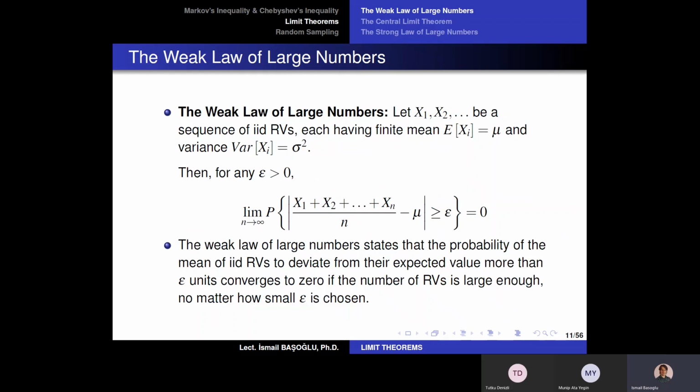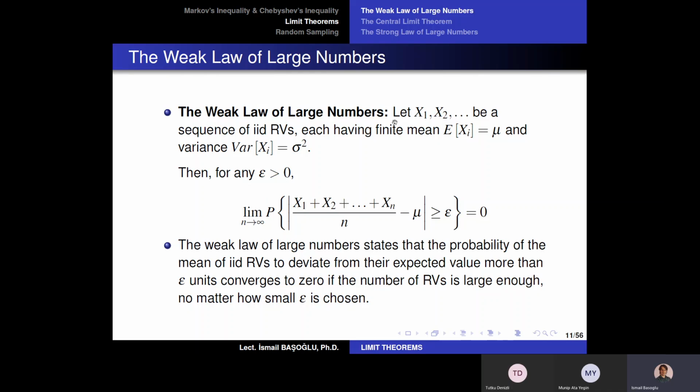Now we are going to talk about the weak law of large numbers. The weak law of large numbers seems to have a very, very complicated statement, but actually what it says is not very hard to understand. Okay, so we are starting with the limit theorems now.